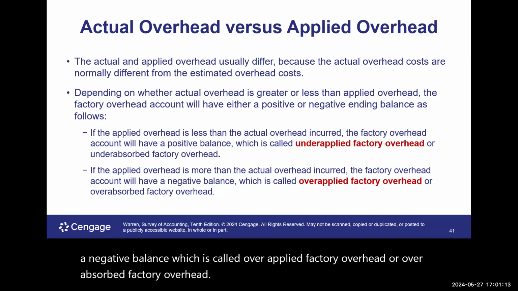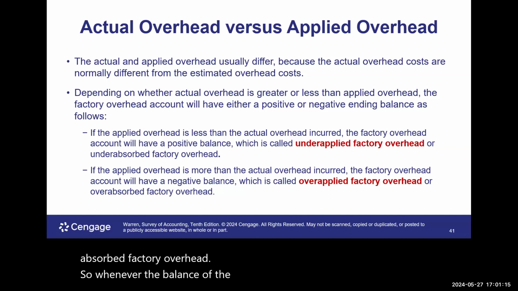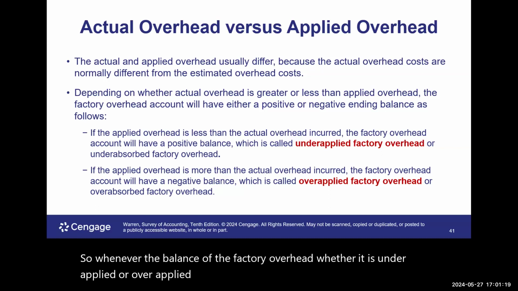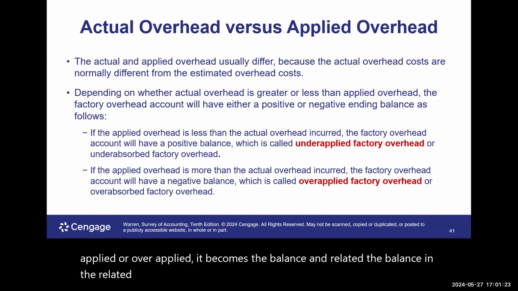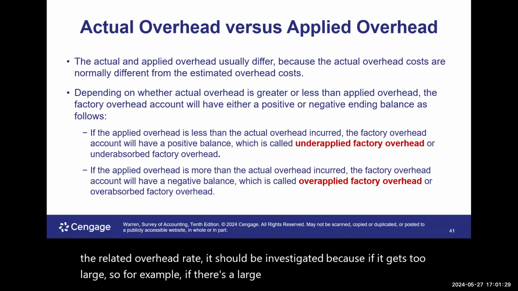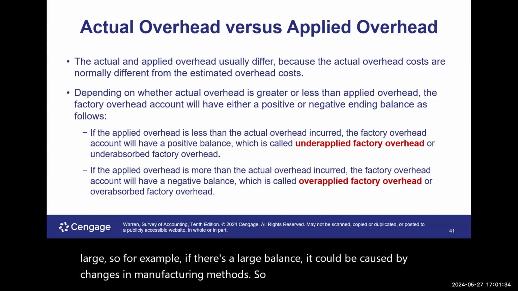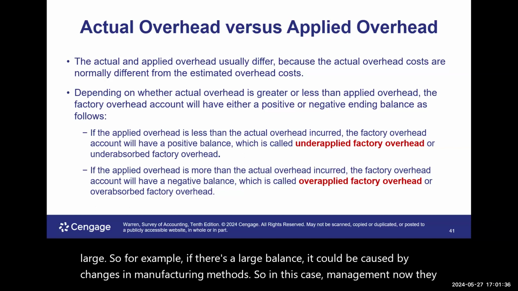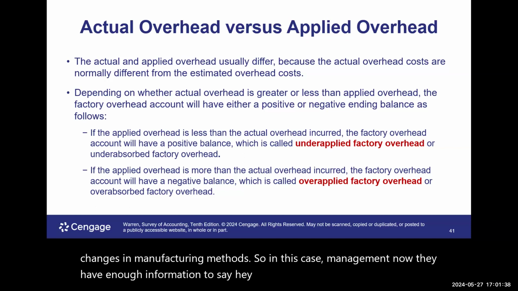Whenever there is a balance in factory overhead, whether it is underapplied or overapplied, it should be investigated, because it could get too large. For example, if there's a large balance, it could be caused by changes in manufacturing methods. In this case, management now has enough information to say, hey, we need to revise our factory overhead.